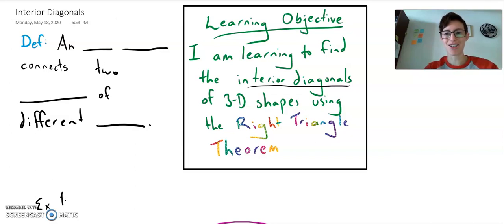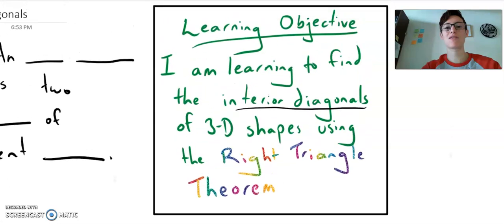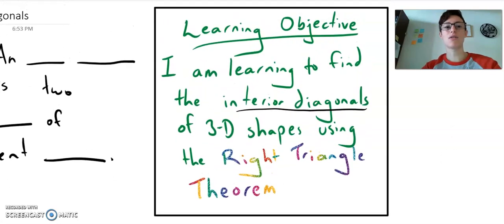Welcome, mathematicians. Today we are going to be looking at an application of our right triangle theorem. We're going to be looking at interior diagonals. So our learning objective is right over here. Let's get a highlighter so we read this. Learning objective: we are learning to find the interior diagonals.